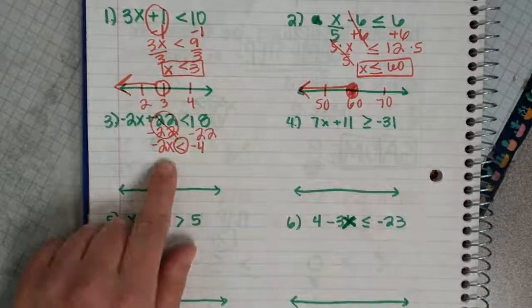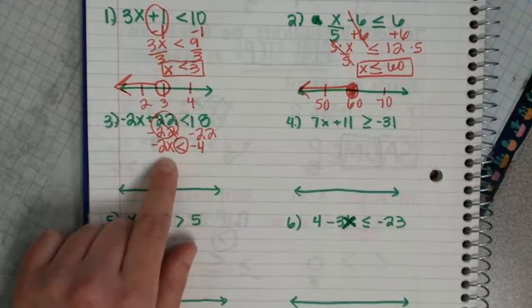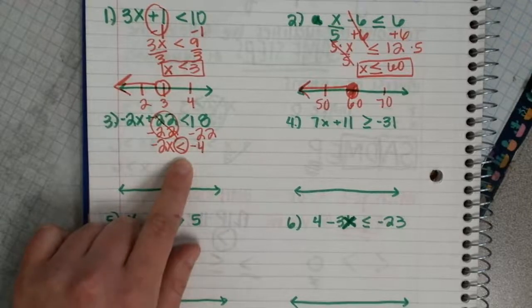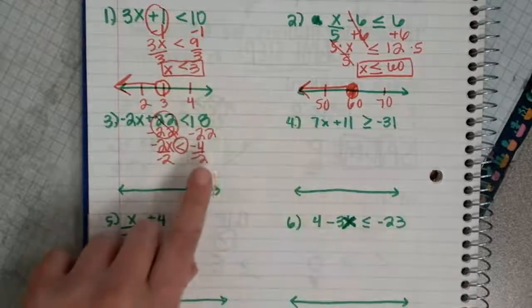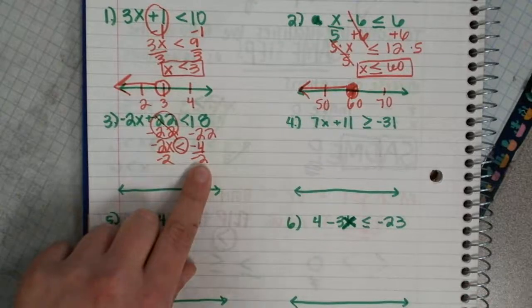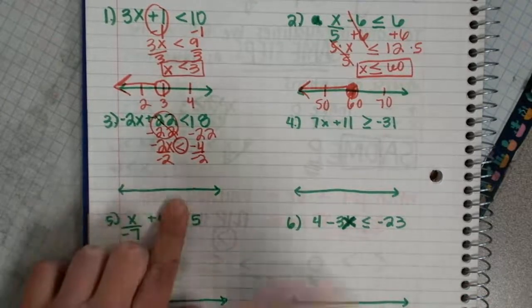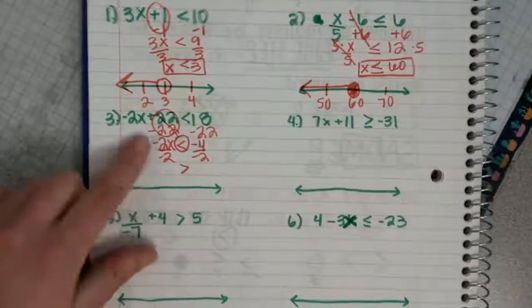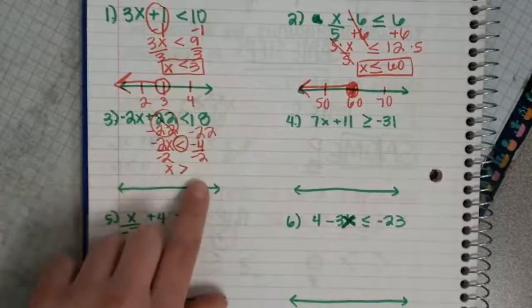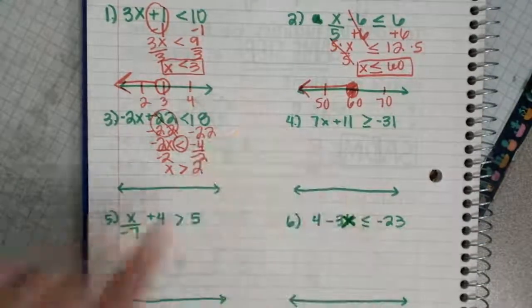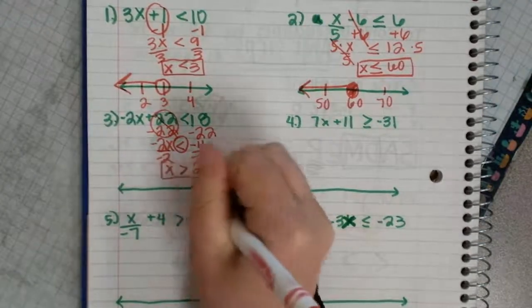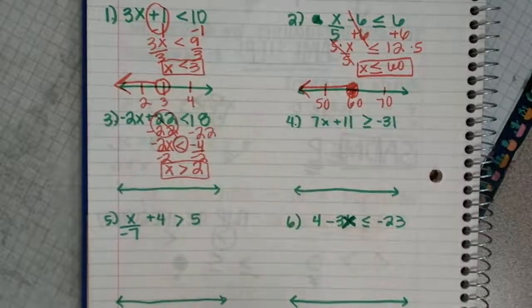I have a negative number that I'm going to be dividing on both sides, which means I'm going to have to flip the symbol. When I divide by negative 2, it's going to change the sign of my number on the other side, which means I'm going to have to flip my symbol. This gives me x, and on this side, negative 4 divided by negative 2 is a positive 2. So my answer is x is greater than 2.